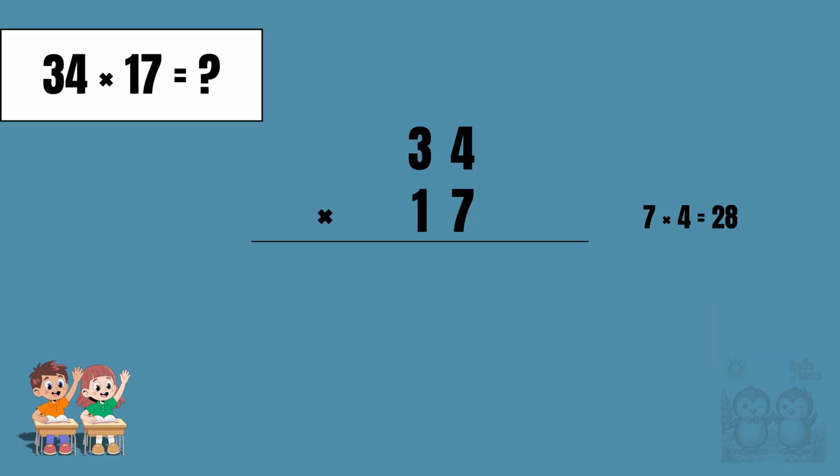So, let's start calculating. We begin with 7 times 4. The result is 28. We write down an 8 and carry the 2 to the 10's place. Don't forget to keep it in mind.